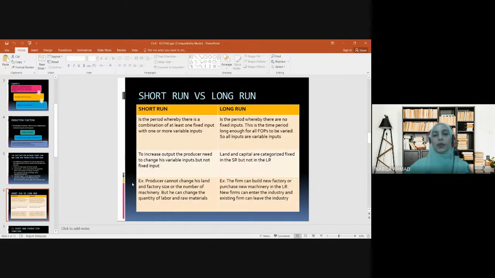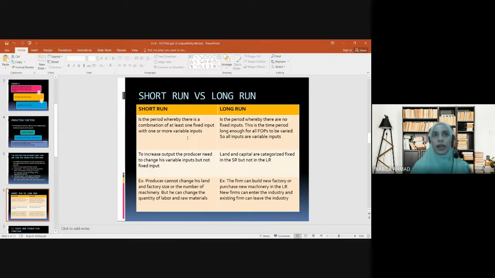Jadi kita akan menentukan kenal pasti short run and long run ini depends on the inputs yang berada dalam satu jangka masa tersebut. Okay, so short run is the period whereby there is a combination of at least one fixed input with one or more variable input. So dalam jangka masa pendek kita dah tahu inputs variable, yes, akan ada variable input macam electricity, petrol, labor, raw material, itu semua ada dalam short run dan mesti juga ada fixed input dalam short run. Sebab apa saya kata tadi? Sebab fixed input tidak berubah dalam jangka masa pendek.